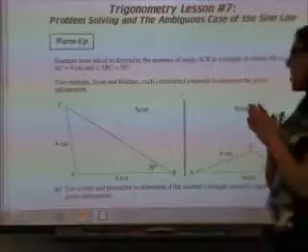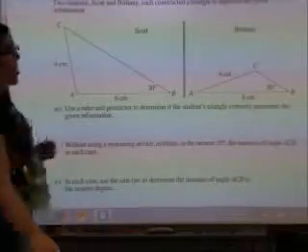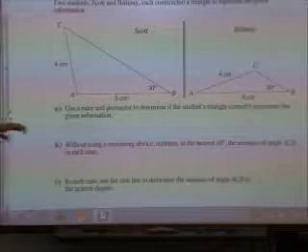Lesson number 7 looks at the ambiguous case of the sine law. So let's take a look at these two triangles. Scott and Brittany were told, draw me a triangle where side AC is equal to 4 centimeters, AB is 6 centimeters, and angle ABC is 30 degrees.